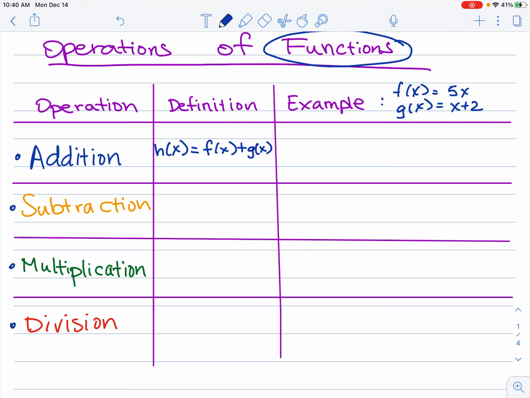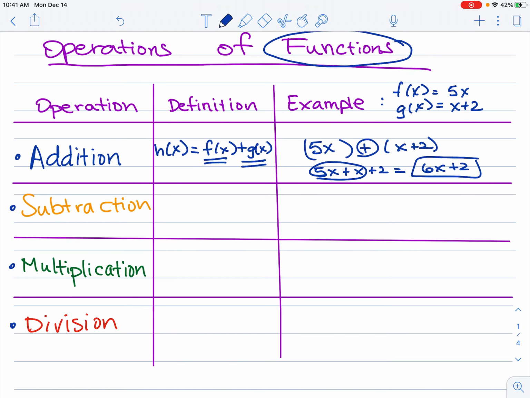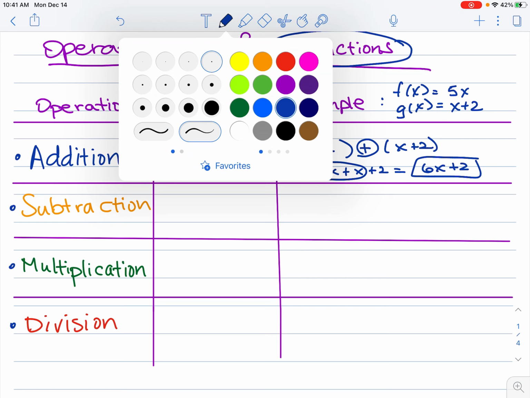Okay? So for example, if I had f of x plus g of x, I would literally take what f of x equals, which is 5x, and add it to g of x, which is x plus 2. And then we just combine like terms here because we're just adding in the middle. So 5x plus x plus 2 equals, now here's our like term, so we've got 6x plus 2. All right, let's go on to our next one.